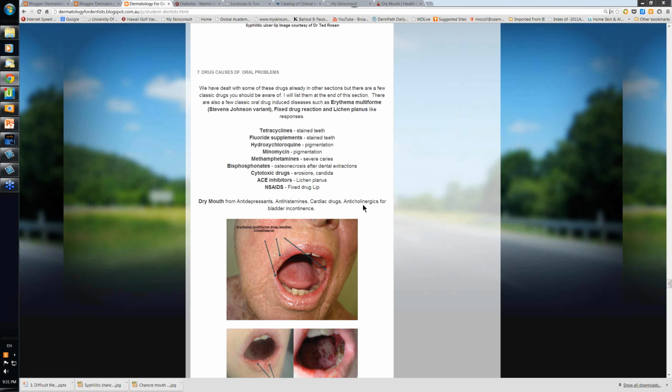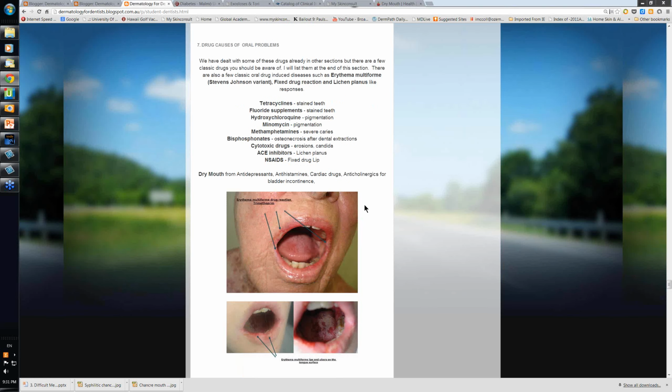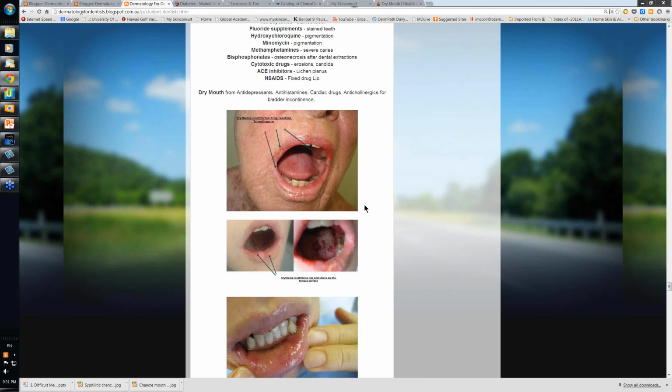anticholinergics. These are drugs that affect acetylcholine, so they're used in bladder incontinence. They're sometimes used for excess sweating as well. But these drugs will cause dryness in the inside of the mouth. And of course, if you're taking these for a chronic condition, then you end up having a whole series of dental problems because of the dry mouth syndrome. So let's have a little look at some of these images here.